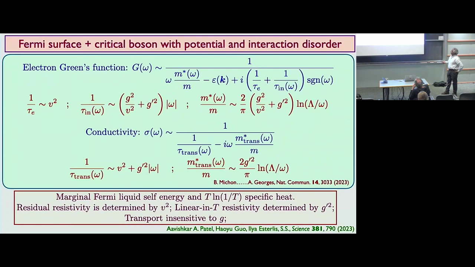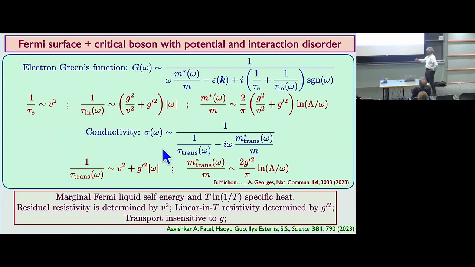Then you find that the electron Green's function has a marginal Fermi liquid form, and the marginal Fermi liquid relaxation time comes both from G, from the non-random coupling, and the random coupling. On the other hand, when you compute the conductivity, that also has a 1 over omega form, and there's really no previous calculation that has shown such a behavior. But now the marginal or the 1 over omega behavior in the conductivity comes from the G prime only. The effects of G cancel out.